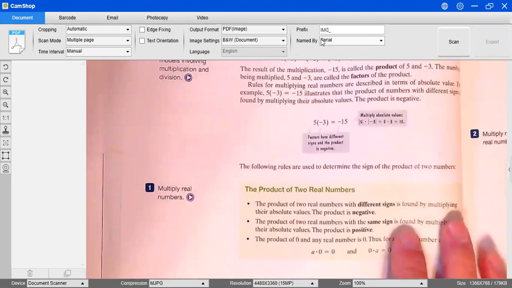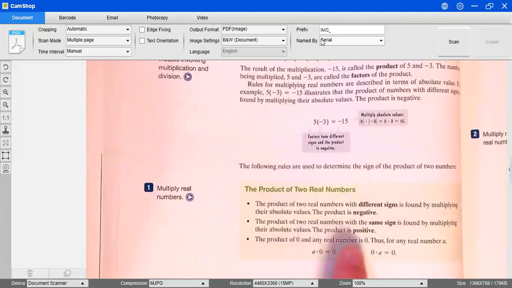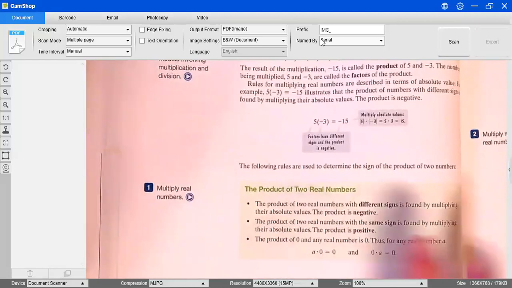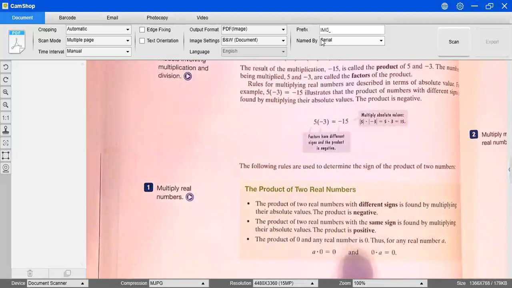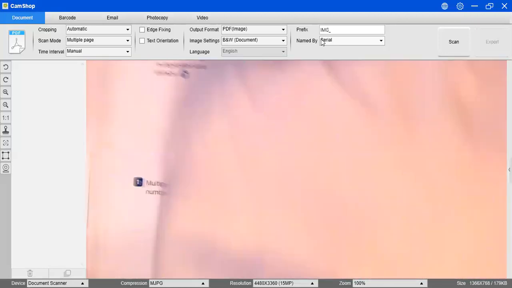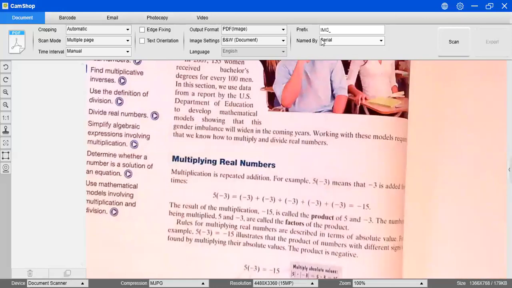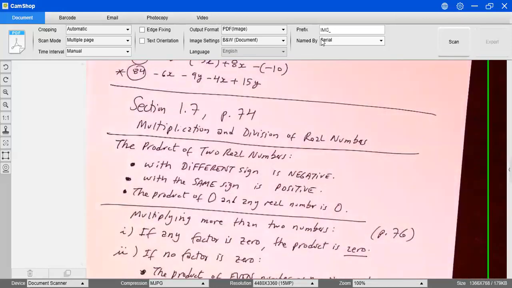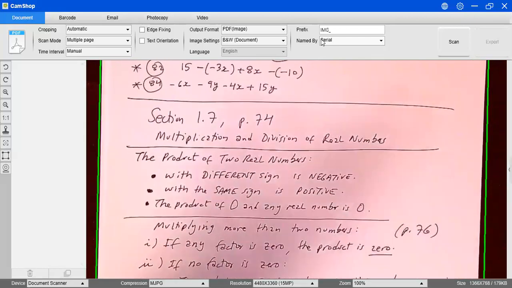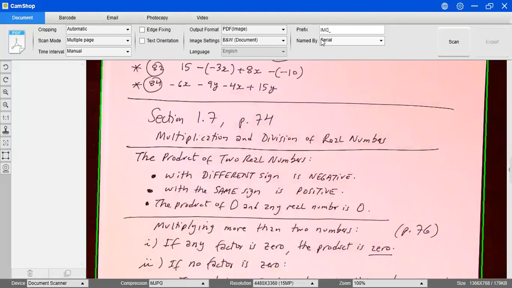For example, here you have the product of two real numbers. There is information that is important about the sign of the numbers that you are multiplying. So these green boxes are very important. I try to copy some information from the book into your notes, but it is good for you to also check any other green box that I didn't copy directly to the notes.